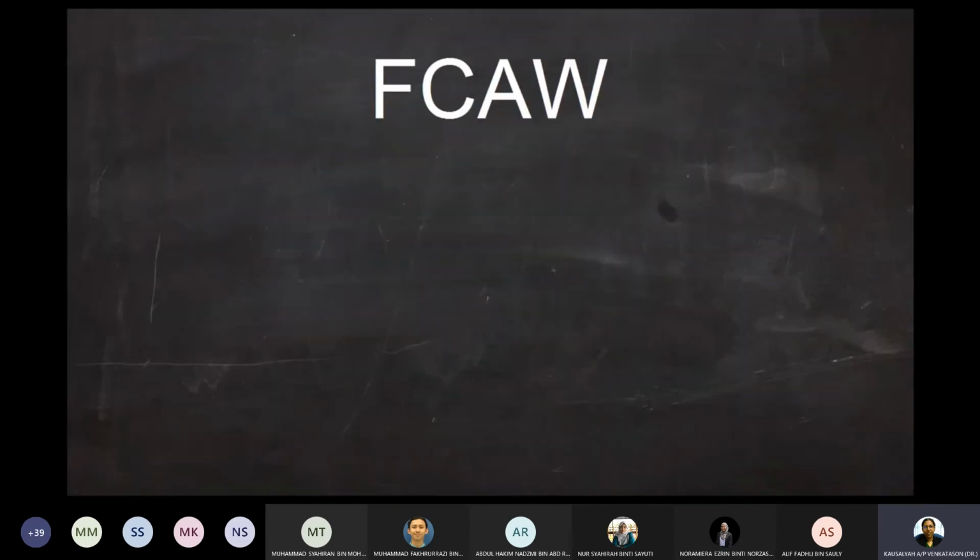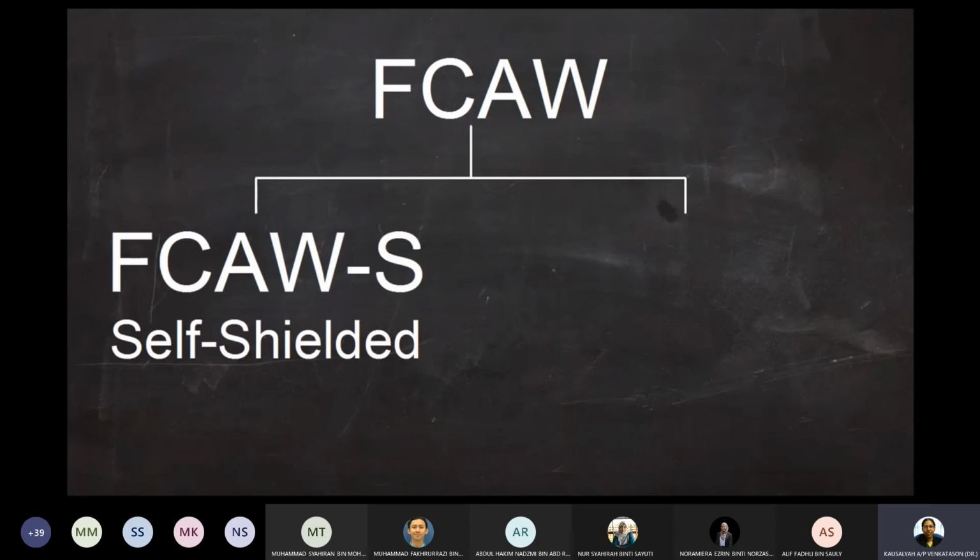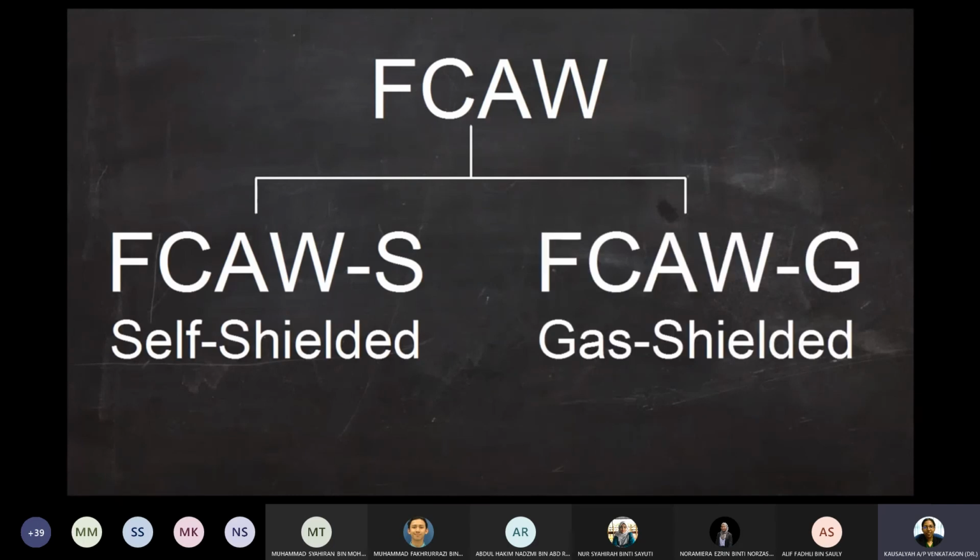You see, there are two main types of flux core arc welding: self-shielded, known as FCAW-S, and gas-shielded, known as FCAW-G. You need to be sure you're using the wire in the way that it was designed to be used, because the chemistry behind these two processes is different.